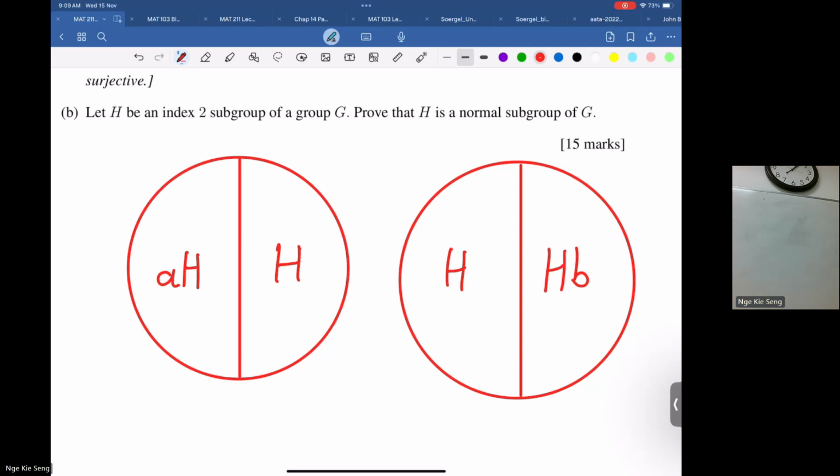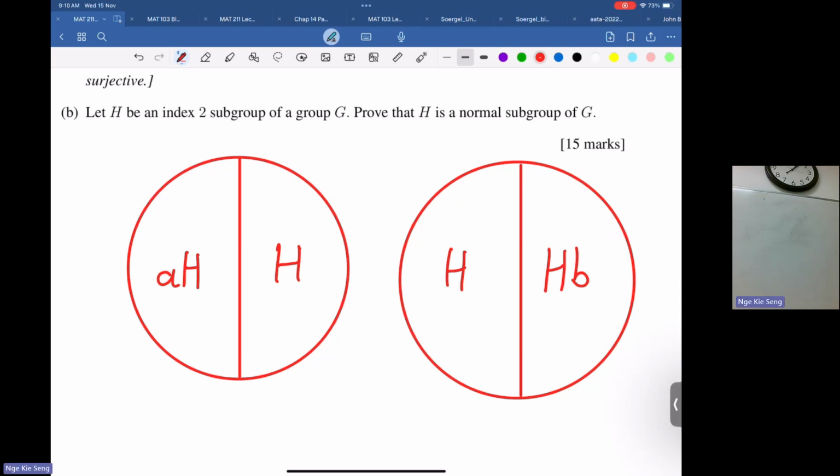But you see, left cosets and right cosets partition the set. Okay, everything not in H is in AH. Everything not in H is in HB. So this means what? AH and HB will be the same. Okay, so there's only one other coset here. I mean, two cosets, but one non-subgroup coset. So this means what? Every left coset is equal to a right coset, because H is equal to H, AH is equal to HB. Every left coset is a right coset. So H is normal.